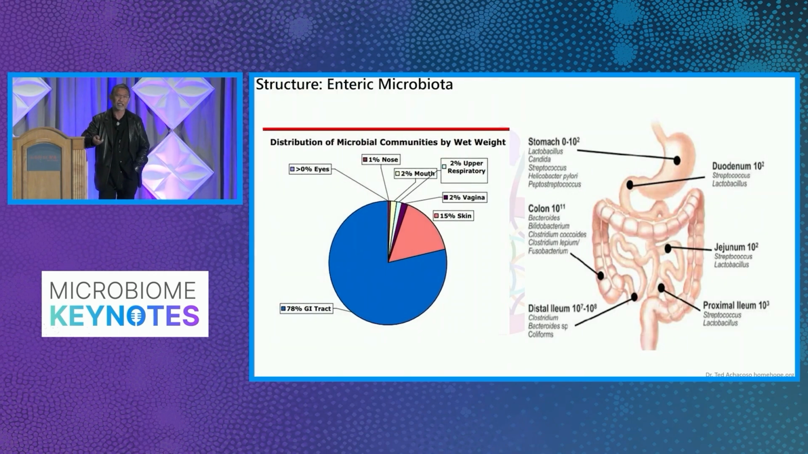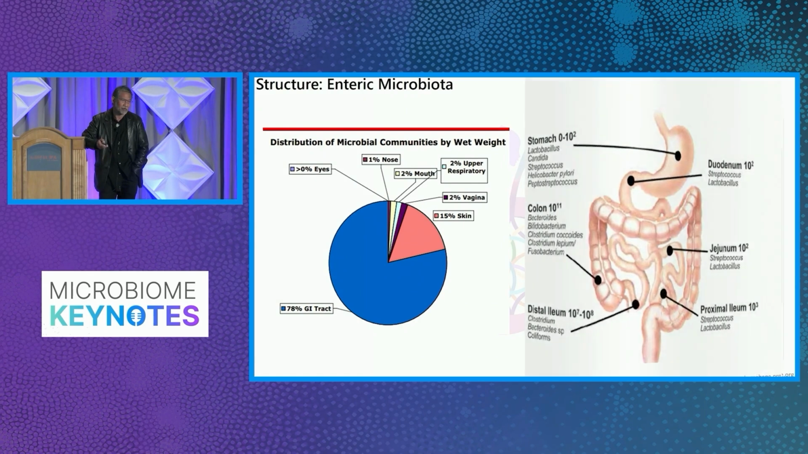Many of you have more expertise than I have in this area. This is the distribution of microbial communities by weight. As you can see, 78% is in the GI tract. And here's the distribution on the right side of the slide, where you could see the colon has 10 to the 11, jejunum 10 squared, and ileum 10 to the 7, 10 to the 8. So you could see where the distributions are of the gut microbiota.